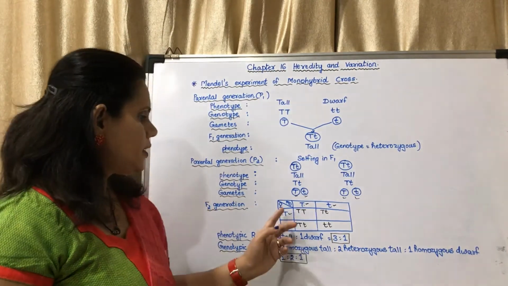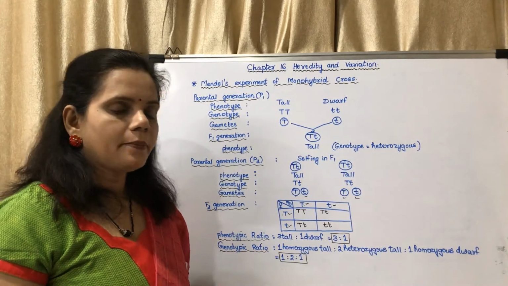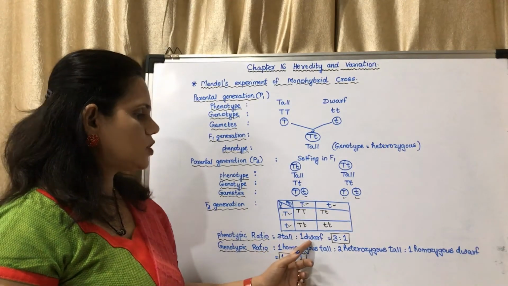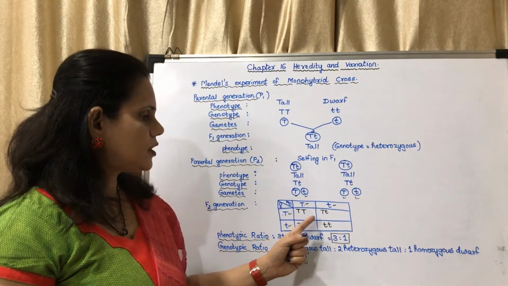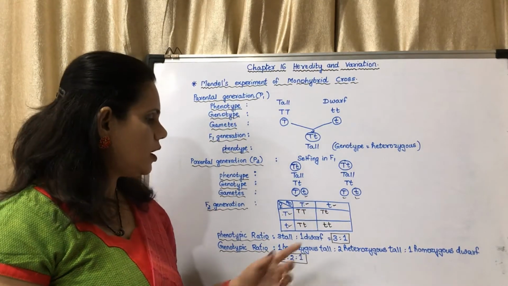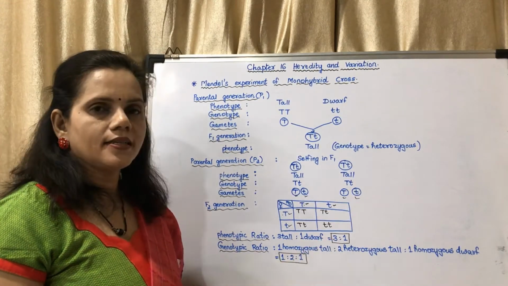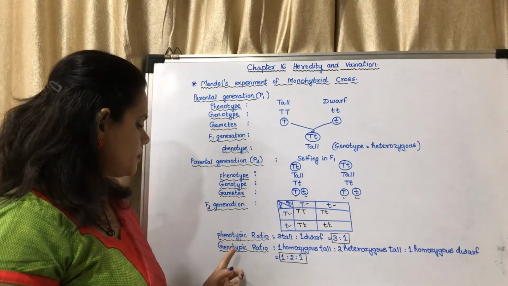Now in this case, what is the phenotypic ratio? The phenotypic ratio is 3 tall to 1 dwarf. This will be tall, this will be tall, this will be tall. So you're having 3 tall and 1 dwarf. That means the phenotypic ratio is 3:1.